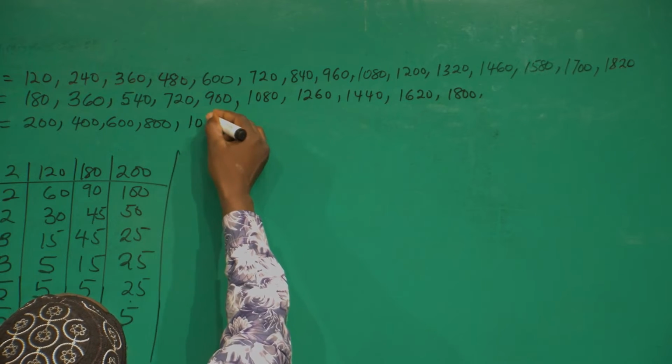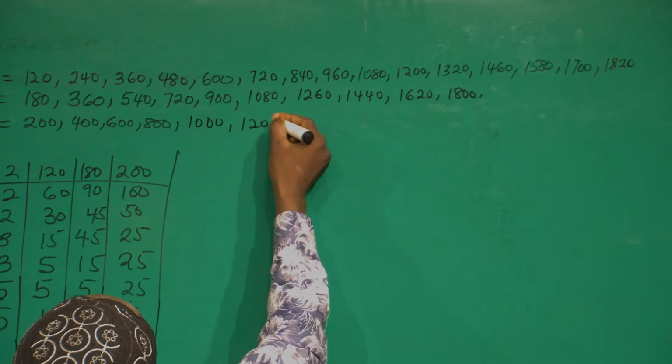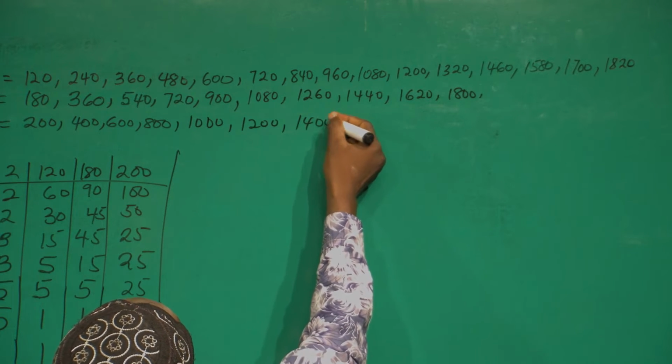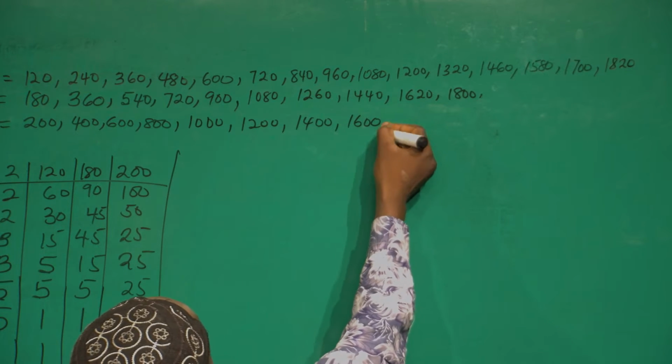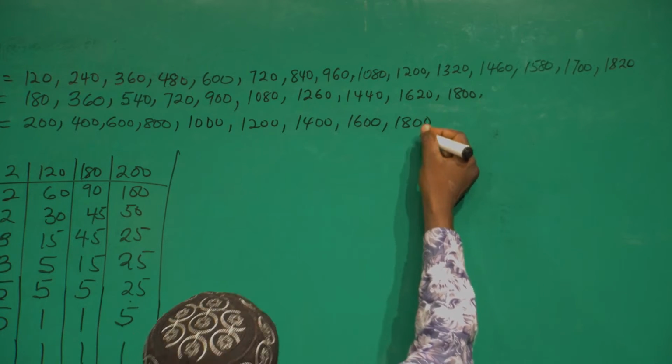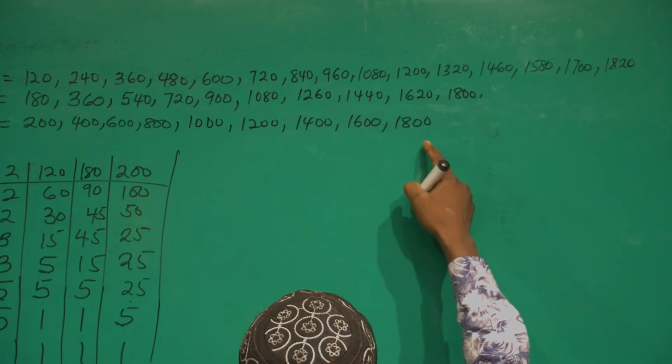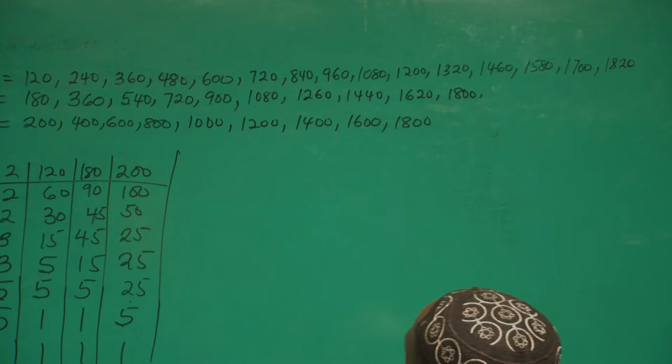Here we get 1,000, 1,002, 1,004, 1,006, 1,008. Here also we've gotten it. So what is wrong with the first one?